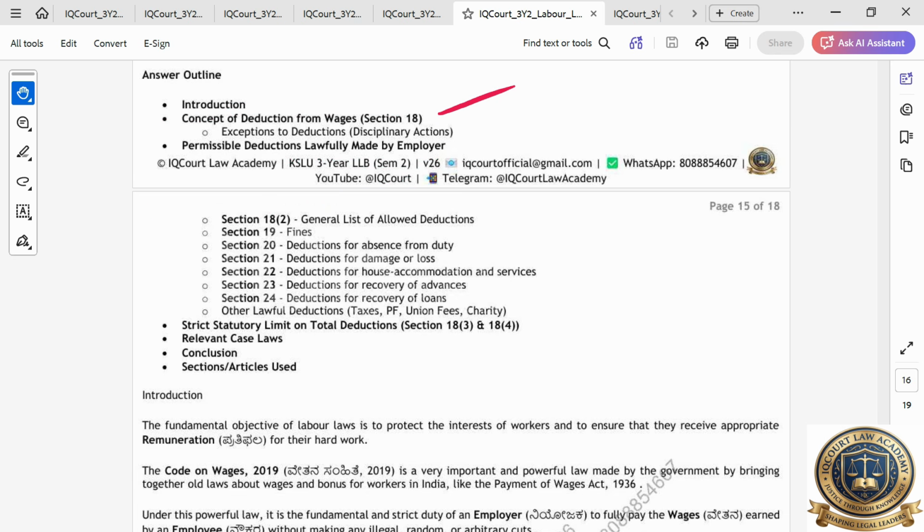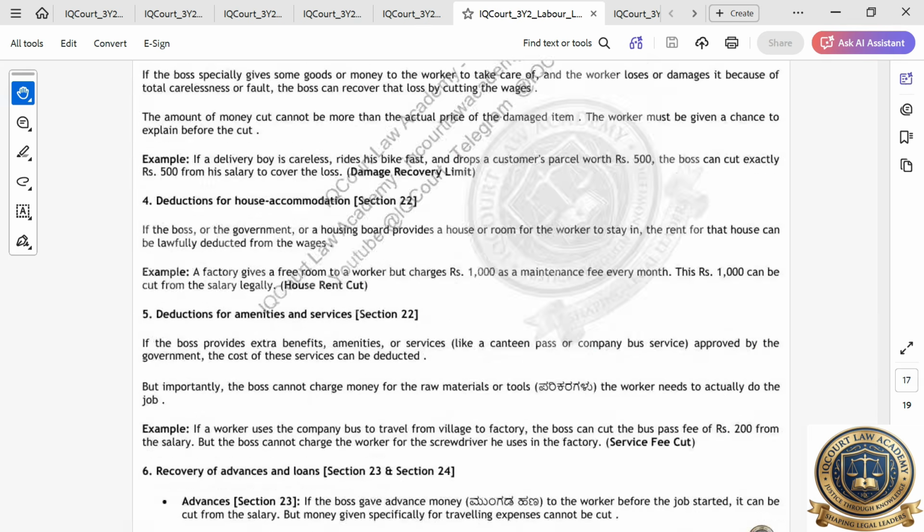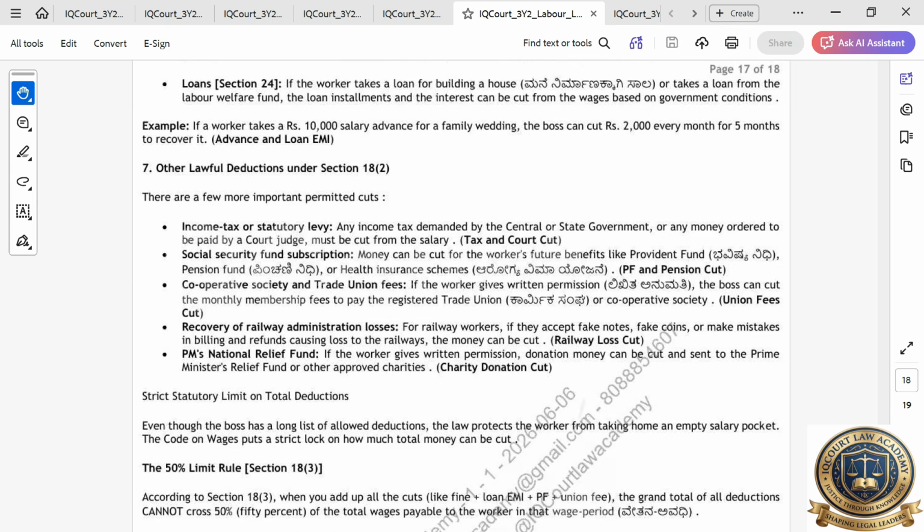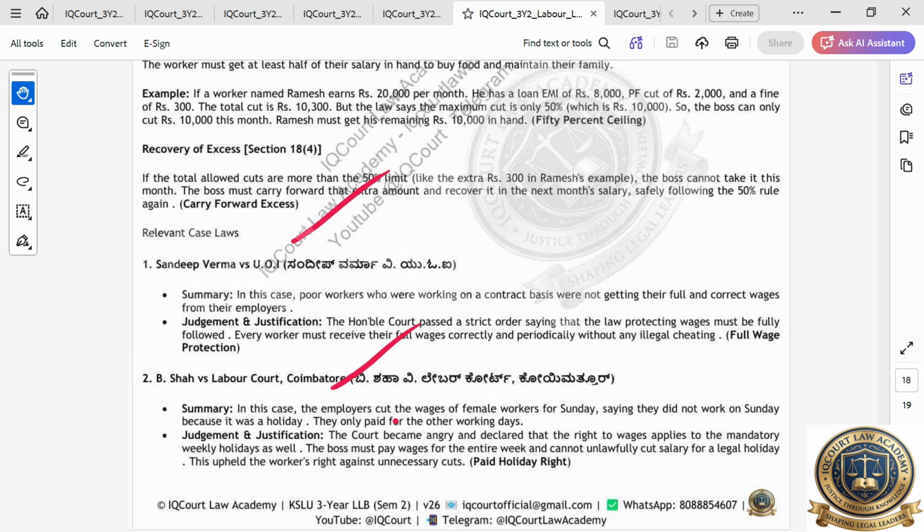The concept of deduction you have to write. The general list of allowed deductions: fines, absence from duty, damages or loss, recovery of advances. So these things they can deduct. These are all the sections as per the new code. We provide everything for our students to get more than 80 marks. Perfect answers, zero mistakes, along with the case laws, everything we provide along with the case laws.